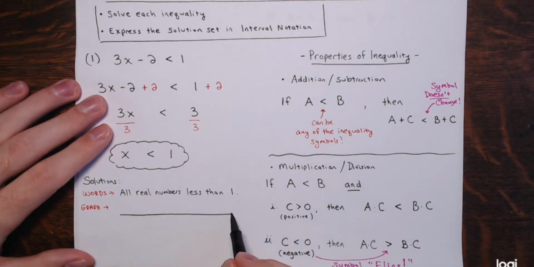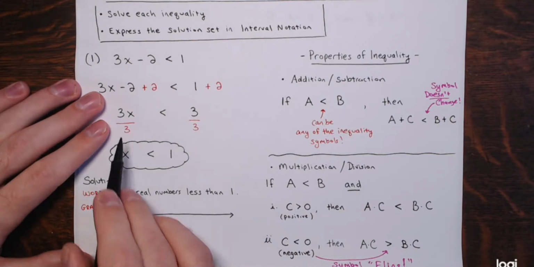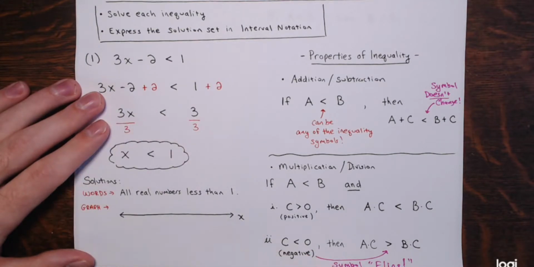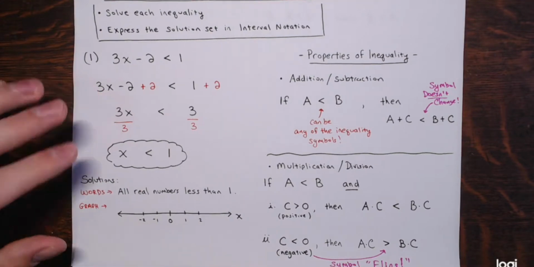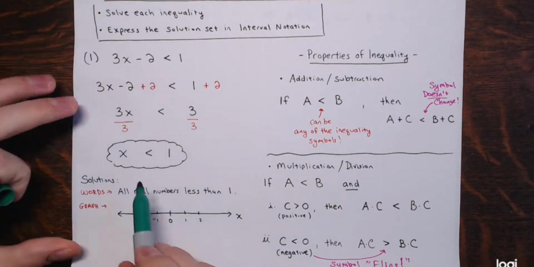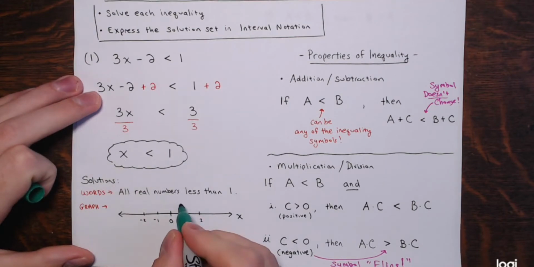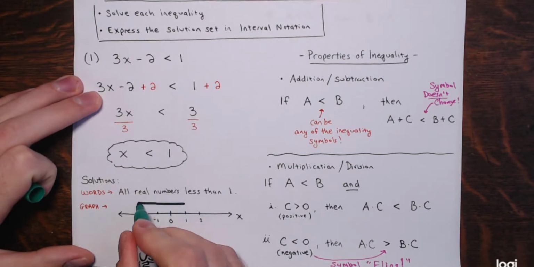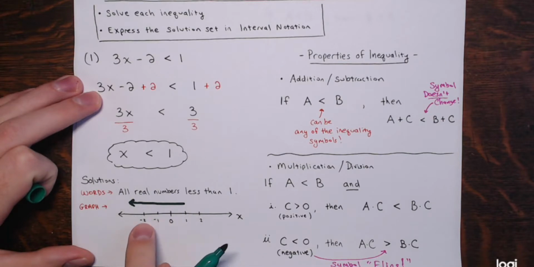Here's a number line, and the variable in this inequality is x. You know how a number line looks: you've got 0 somewhere, and then positive numbers to the right, negative numbers to the left. The numbers we're indicating here are all the numbers less than 1. That's to the left of 1, like 0, -1, -2, 0.5, -1.5, whatever.